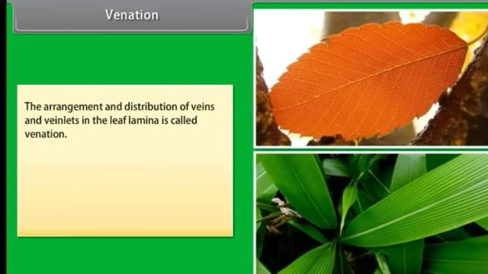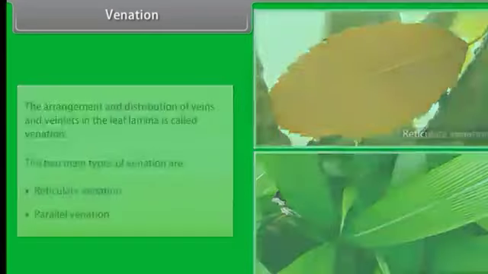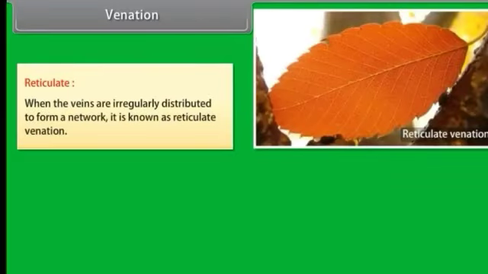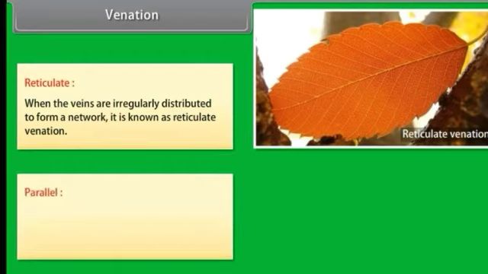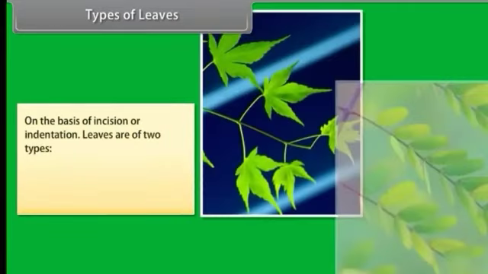The arrangement of veins and veinlets in a leaf is called venation, and there are two main types of venation. They are the reticulate venation and the parallel venation. In reticulate venation, the midrib will be divided into veins and veins have veinlets, which all together form a network-like structure. Reticulate venation can be seen in peepal and other plants. In parallel venation, veins are parallel to each other and veinlets are absent. You see parallel venation in banana, wheat and grasses.